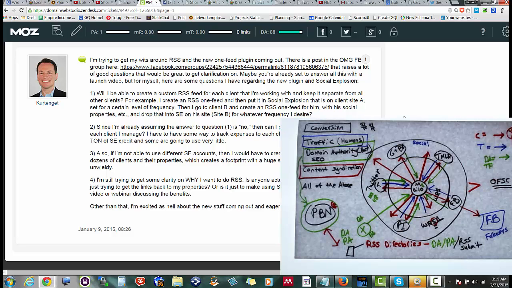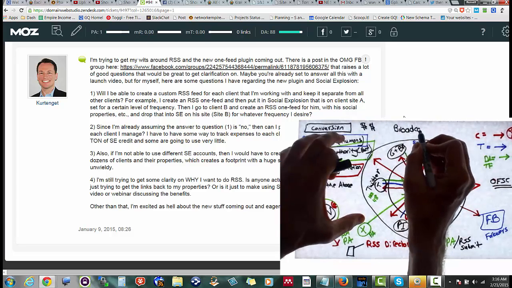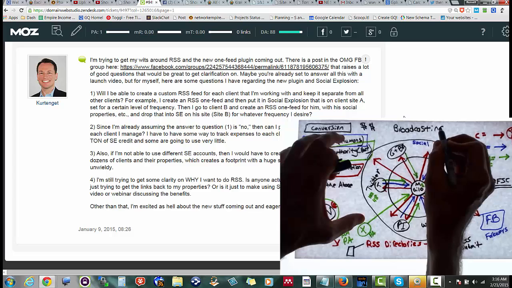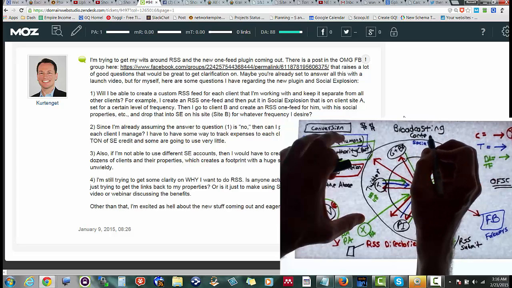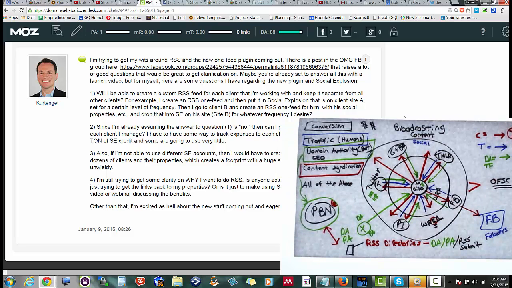RSS is simply about a machine-based mechanism called XML that allows you to either submit it for the search engines or it's a handy dandy little thing that every time you post on your blog, you automatically send that signal out everywhere. That's why we call it broadcasting. Content broadcasting. And that's why we call it one feed to rule them all. That's why we call it one plan to rule them all, because you might change the pieces around.